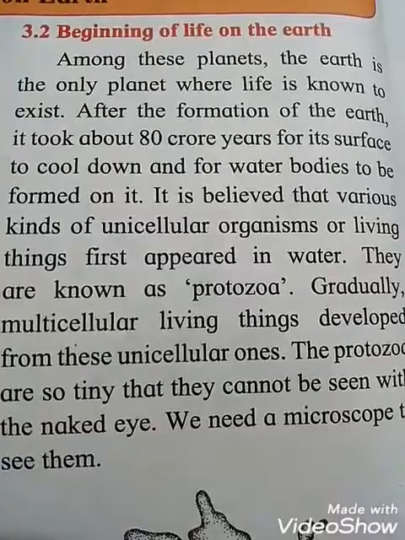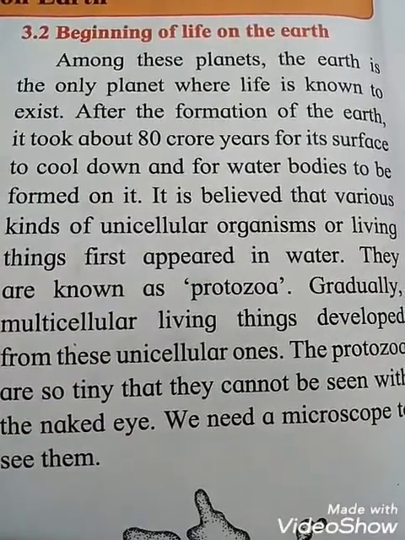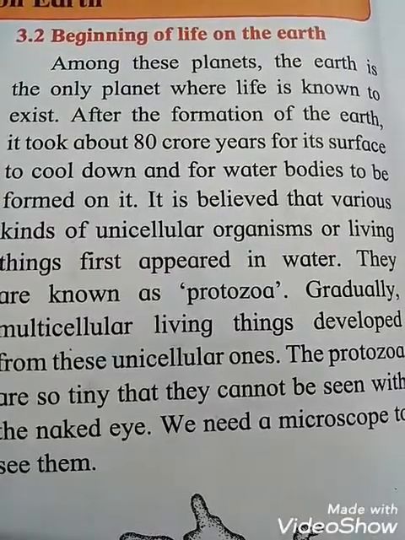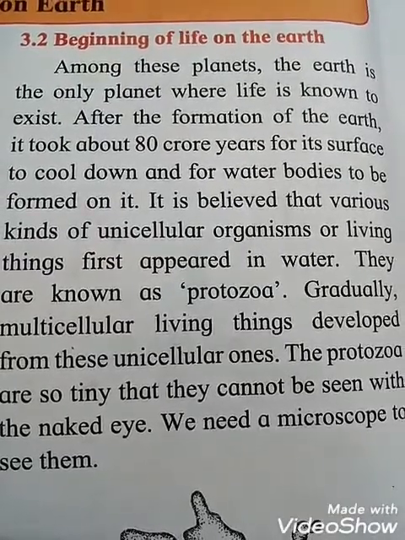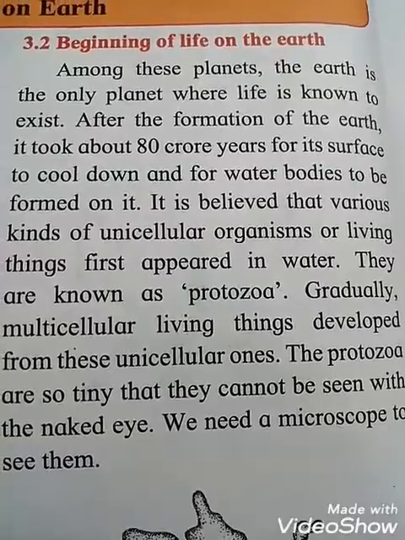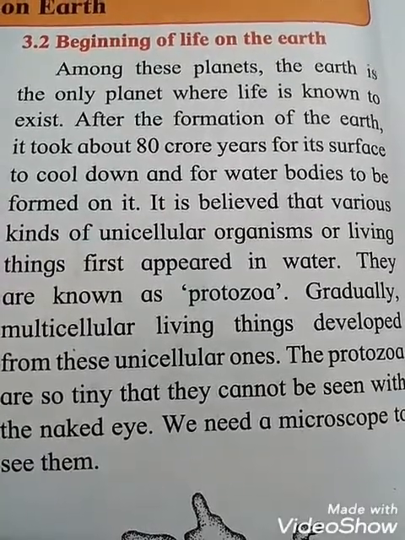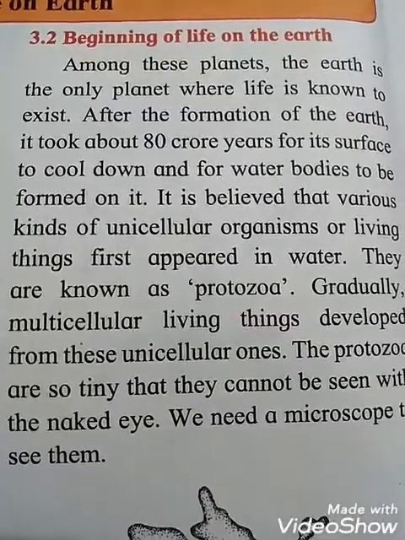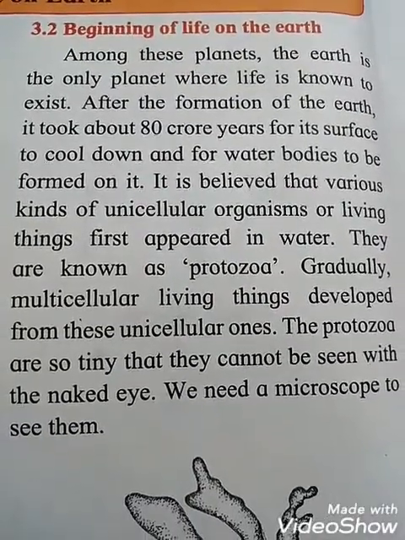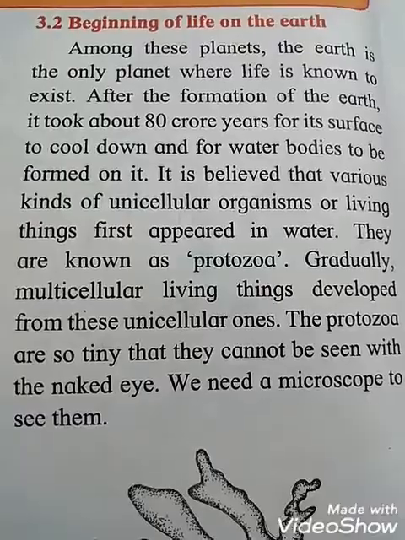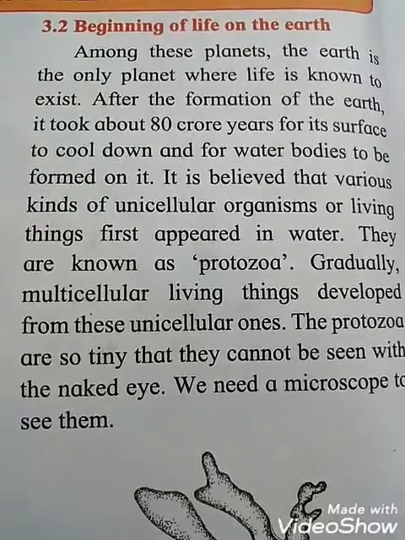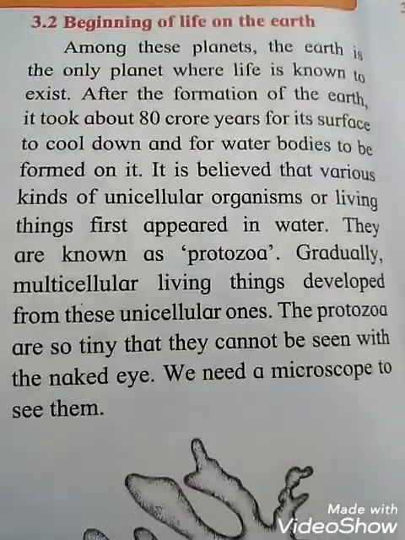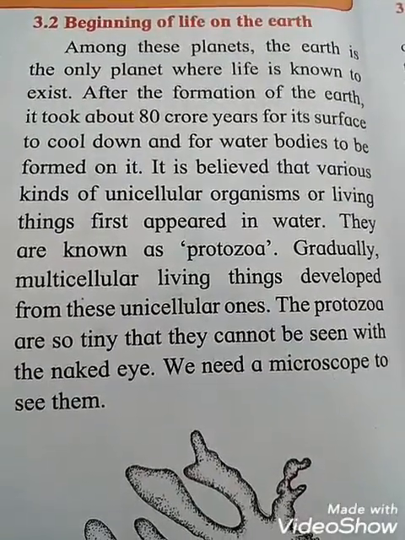Students, it is believed that various kinds of unicellular organisms first appeared in water. Unicellular organism means what? A unicellular organism is made of only one cell, like most kinds of bacteria. They are known as protozoa. Gradually, multicellular living things develop from these unicellular ones.